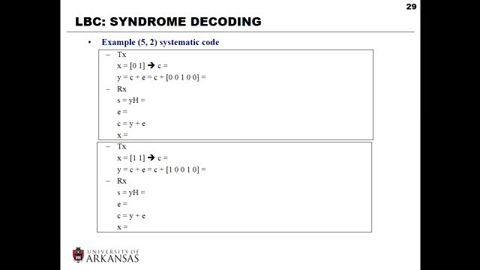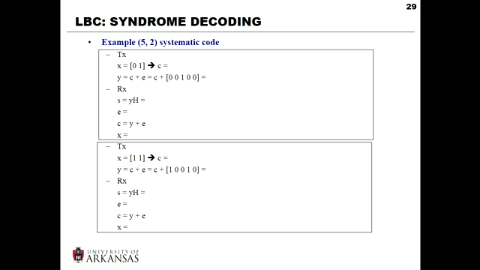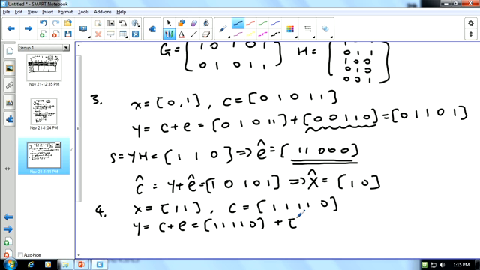Assume X is 1, 1. So our C is 11110. That's the same as the previous example. And Y equals C plus E. Again, the error vector is different. Our error vector here is 10010, so the first and the fourth bits are flipped.